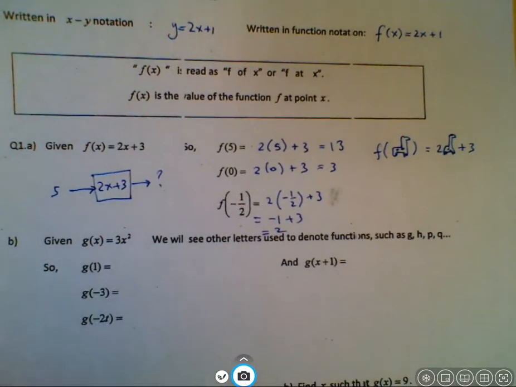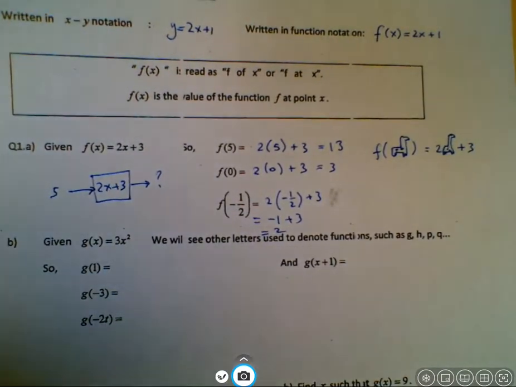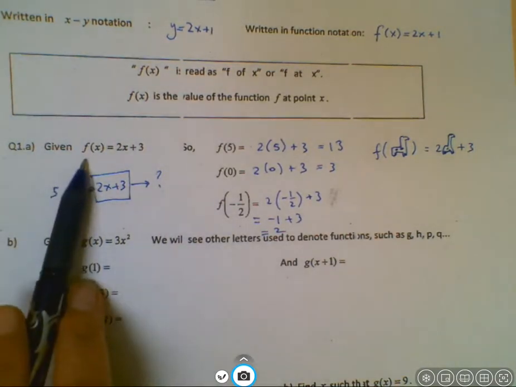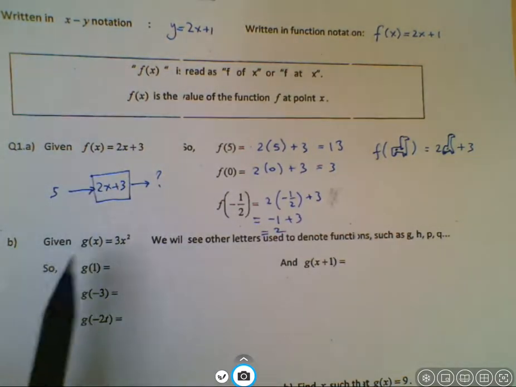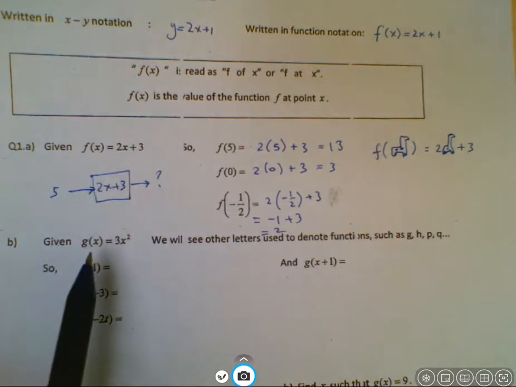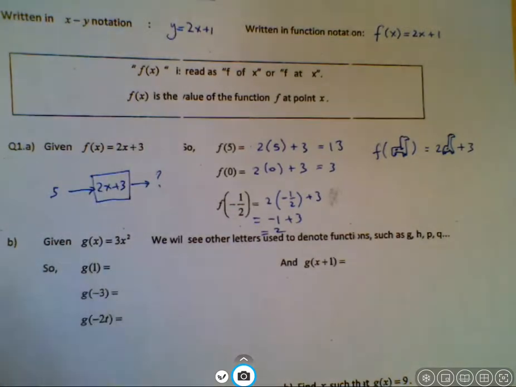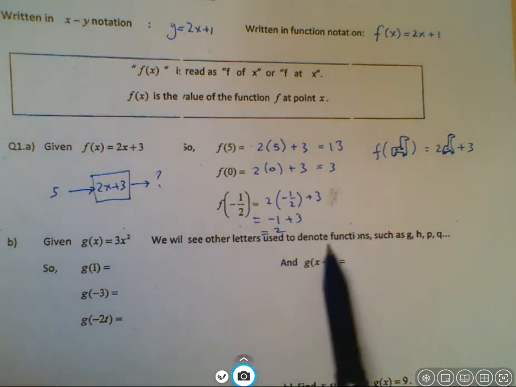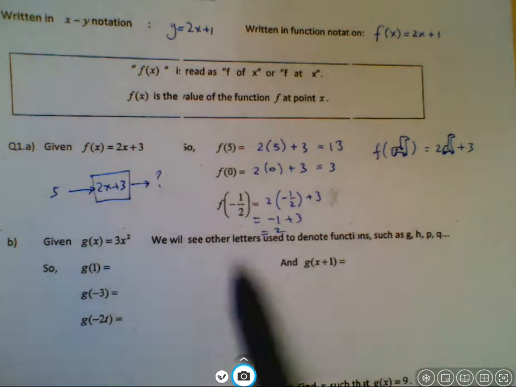Given g of x, so now they don't always have to be called f. We could use any letter to denote the function. You have f of x, and let's go g of x. This one is g of x is 3x squared. We will see other letters used to denote functions, anything you want.